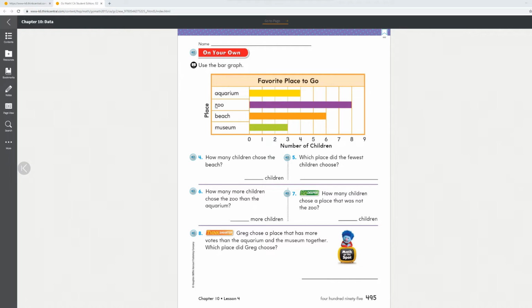So this bar graph is going to be about favorite places to go. And the categories here on the left are the aquarium, the zoo, the beach, or the museum. So we're going to pretend that we asked our classmates what their favorite place to go is. So we asked the classmates, and it looks like 4 of them, because 4 meets the yellow bar. So 4 of them want to go to the aquarium, or their favorite place is the aquarium. For the zoo, where the 8 meets the purple, so 8 students want to go to the zoo, and so forth. So you do all of them, okay, on your own.